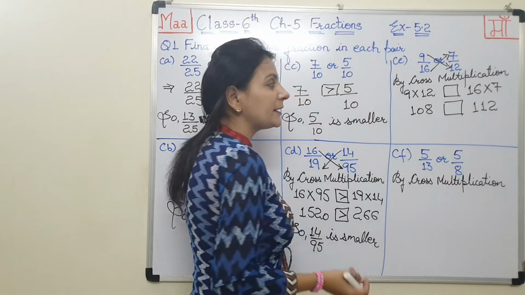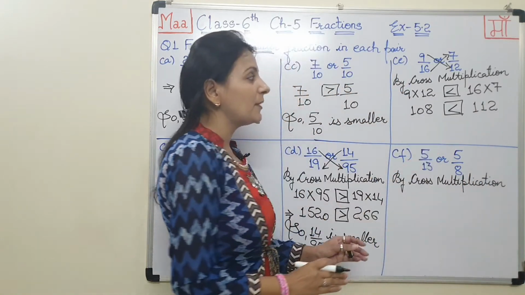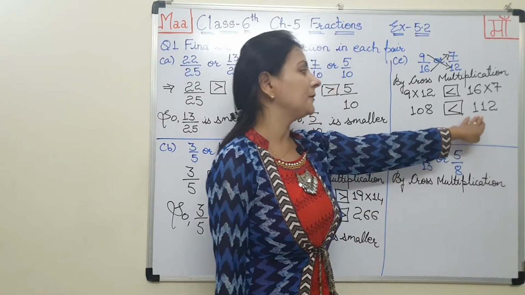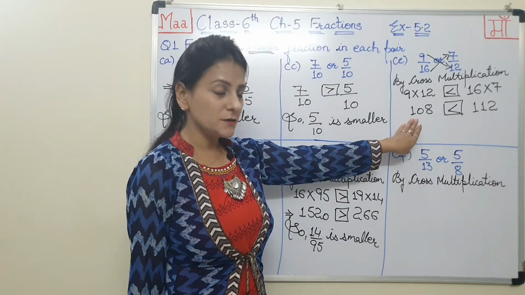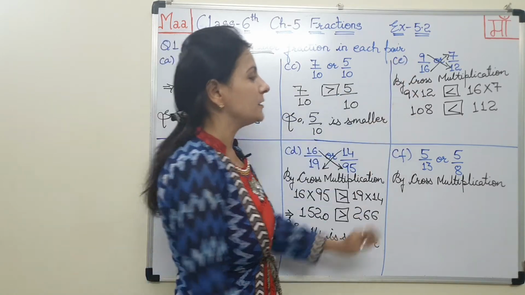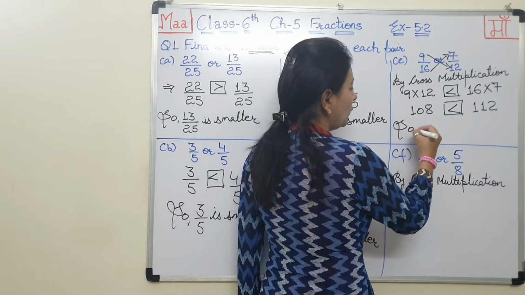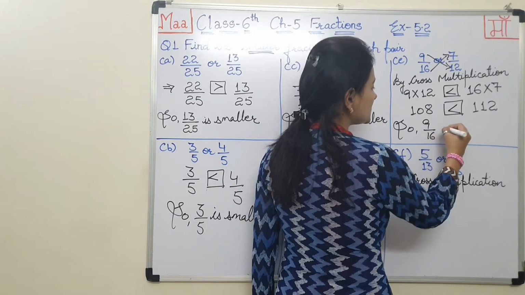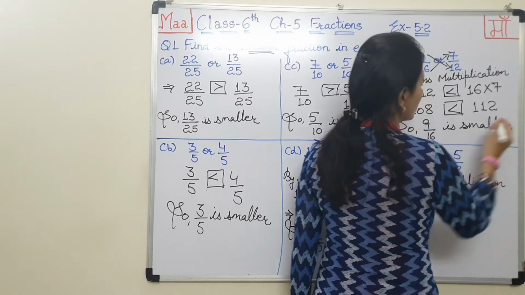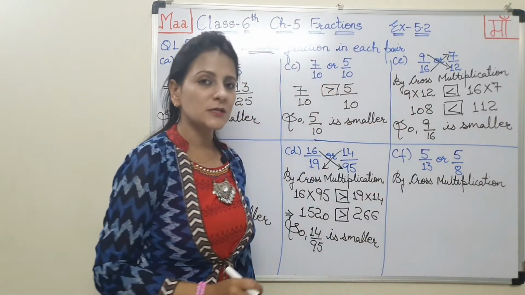So from 108 and 112 the greater number is 112. So if 112 is greater, that means 108 is smaller, and above 108 the fraction is 9 upon 16. So 9 upon 16 is smaller. तो यहाँ पर जो स्मॉलर फ्रैक्शन होगा वो क्या हो जाएगा, 9 upon 16.